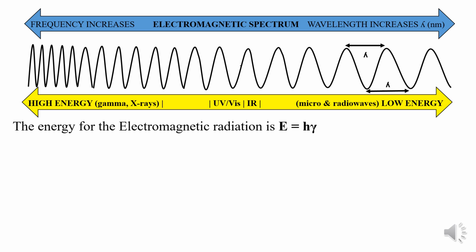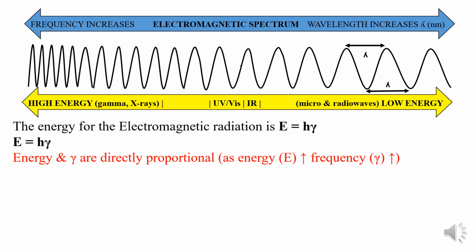Now the energy of the electromagnetic radiation is given by the equation E is equal to h mu, where E represents the energy of the electromagnetic radiation, h is the Planck's constant, and mu is the frequency of the radiation. Now energy and frequency are directly proportional. That is to say, as energy increases, frequency also increases. As energy decreases, frequency also decreases.